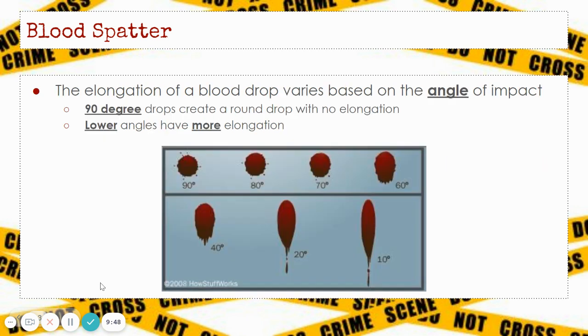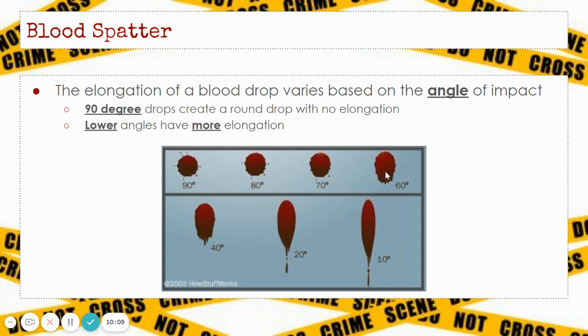The elongation of a blood drop varies based on the angle of impact. For example, 90-degree drops create a very round drop pattern with no elongation. Those are going to look like circles. High angles, 90, 80, 70 degrees, are all going to be very round, right? The lower the angle, the more elongation there's going to be.